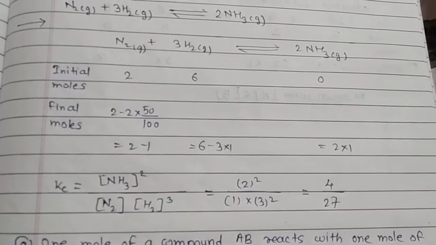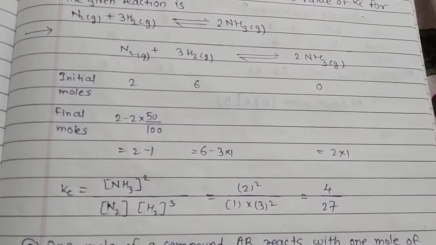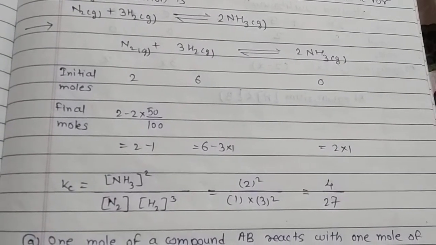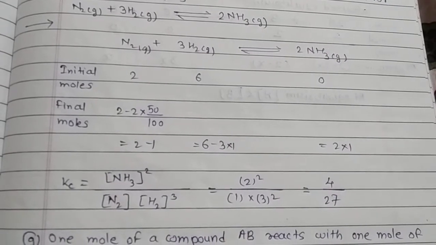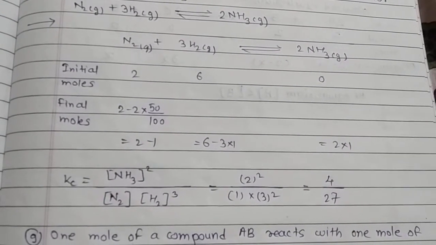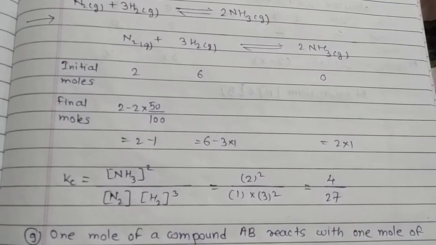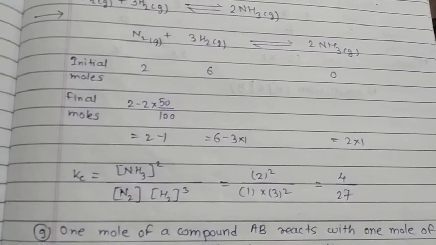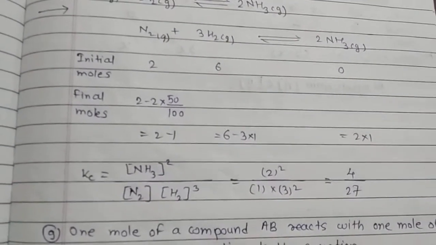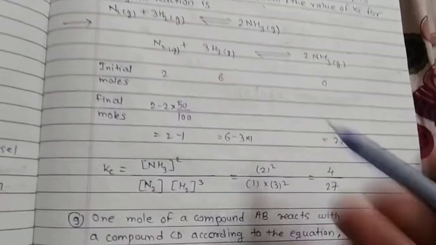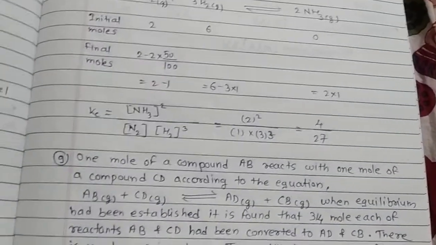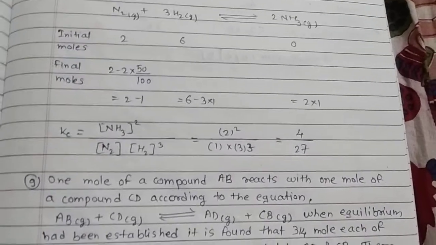And again the formula, Kc is equal to product by reactant, so ammonia square divided by N2 into H2 cube. So ammonia is 2, N2 is 1, and hydrogen is 6 minus 3, which is 3, so 3 cube. Actually here it should be 3 cube. So 3 cube is 27. So this was the answer for Kc, 4 by 27.